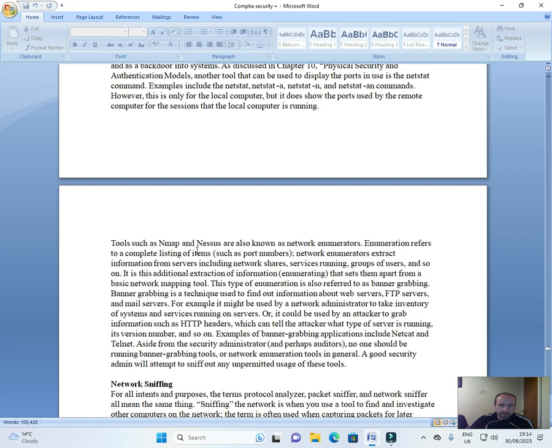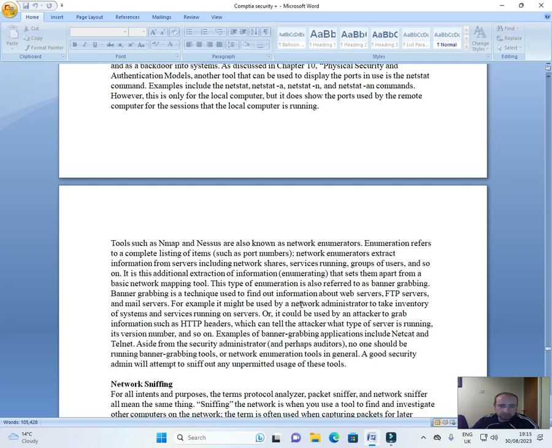Tools such as Nmap and Nessus are also known as network enumerators. Enumeration refers to a complete listing of items such as port numbers. Network enumerators extract information from servers, including network shares, services running, groups of users, and so on. It is this additional extraction of information, enumeration, that sets them apart from a basic network mapping tool. This type of enumeration is also referred to as banner grabbing.